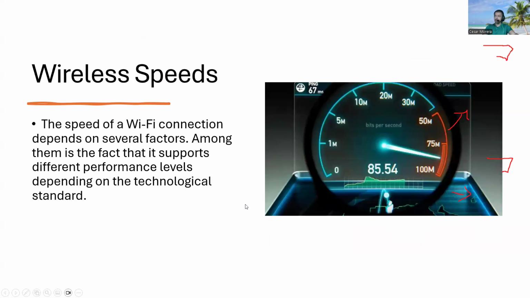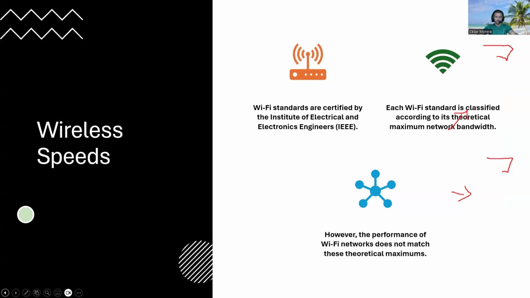Let me go ahead. This is an example of a speed test for a wireless device that we are currently running somewhere in Costa Rica, for example. The speed of a Wi-Fi connection depends on several factors. Among them is the fact that it supports different performance levels depending on the technological standard. Then we have Wi-Fi speed.